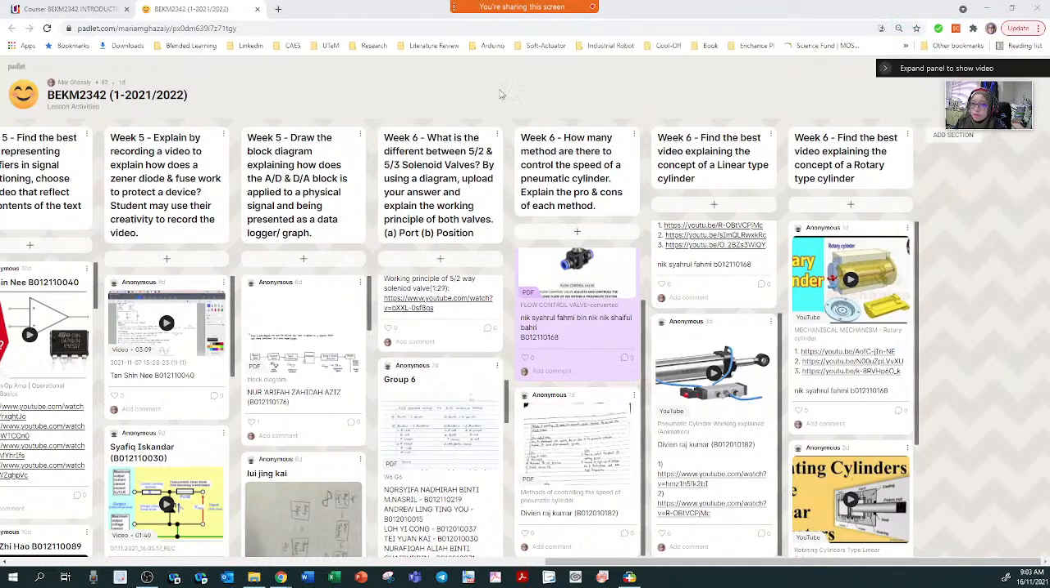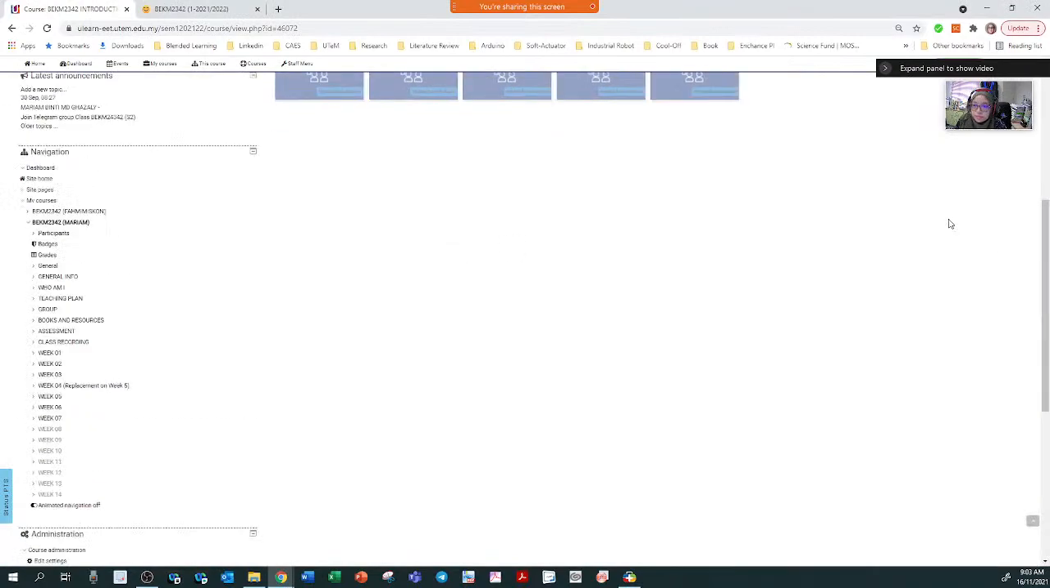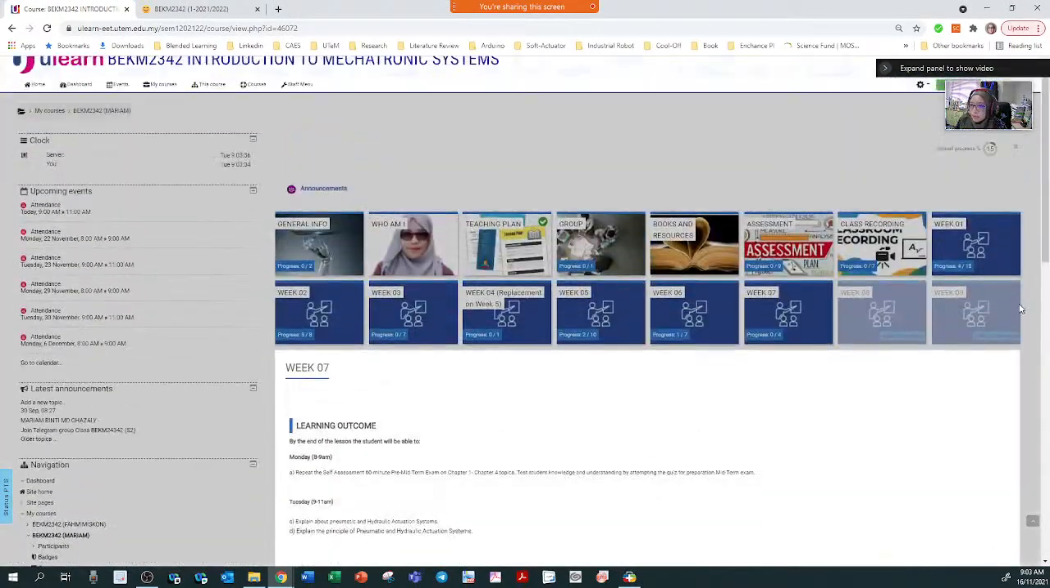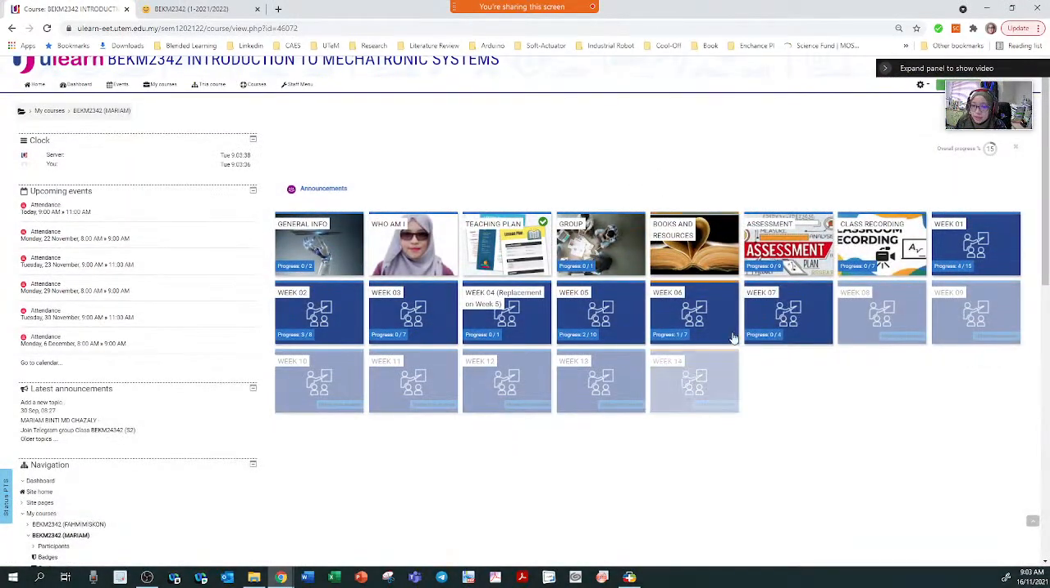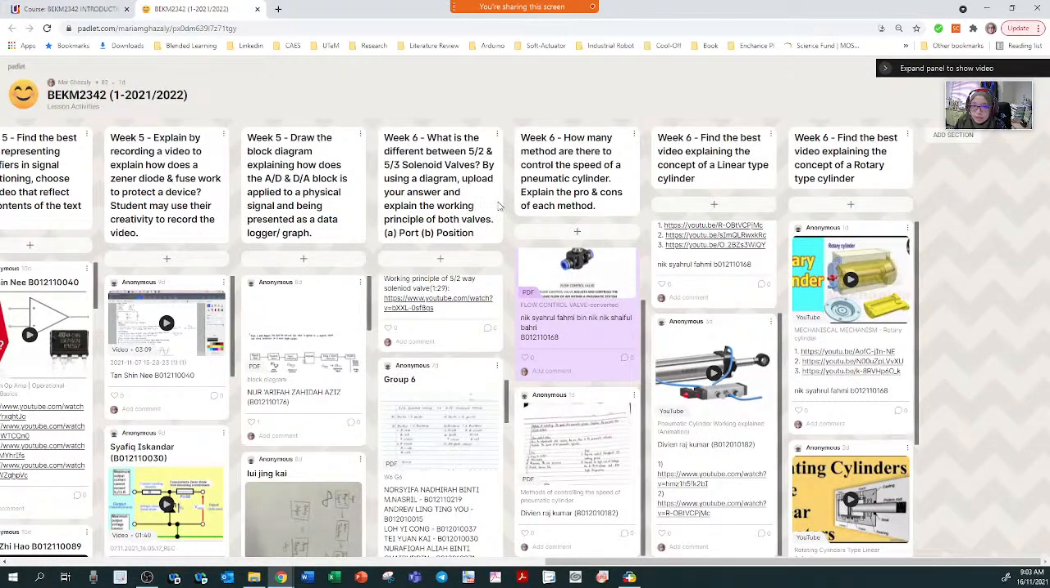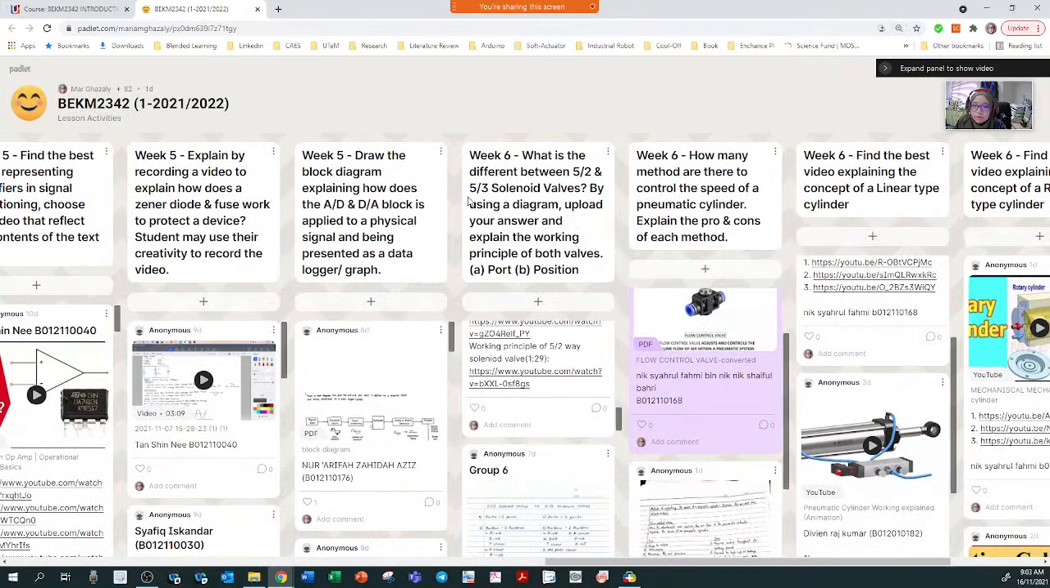So we will continue the chapter 5, which is on pneumatic and hydraulic actuator. Before that, let's look at the discussion that we did last week, which is on the 5/2 solenoid valve and the 5/3 solenoid valve.